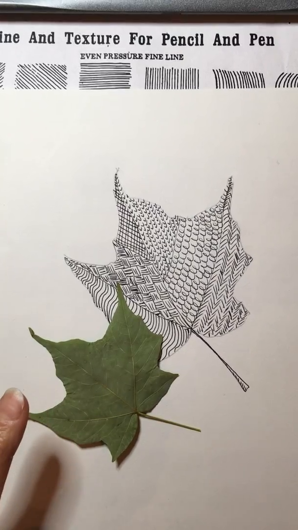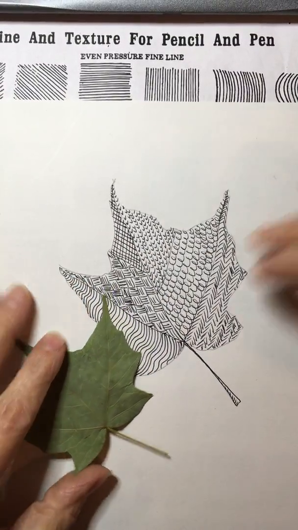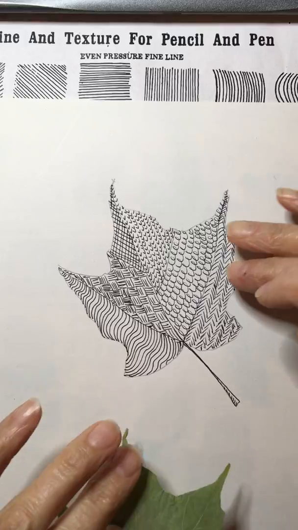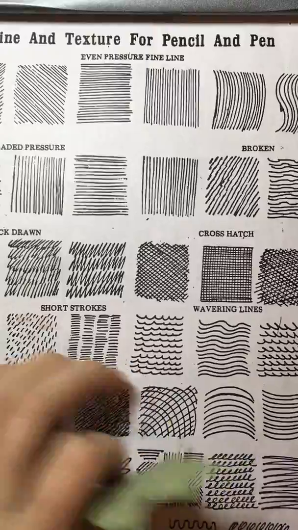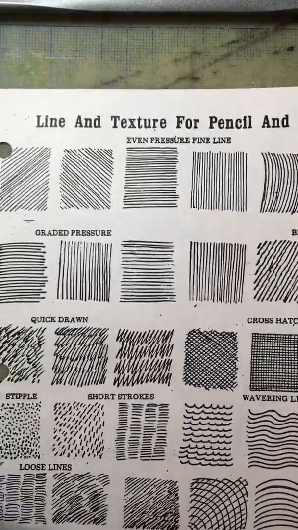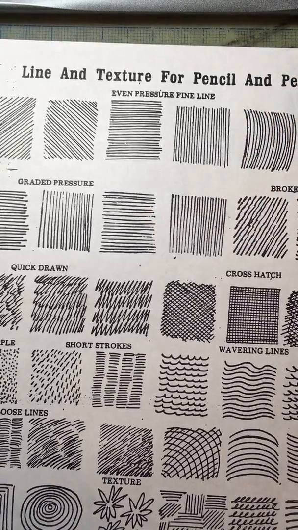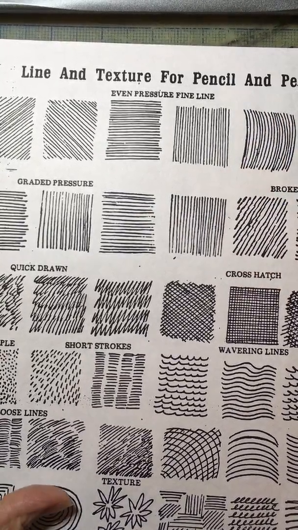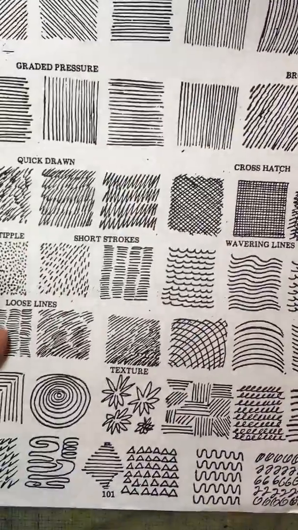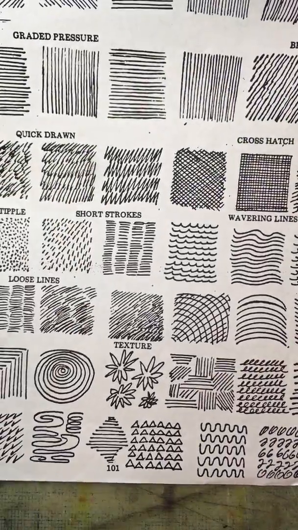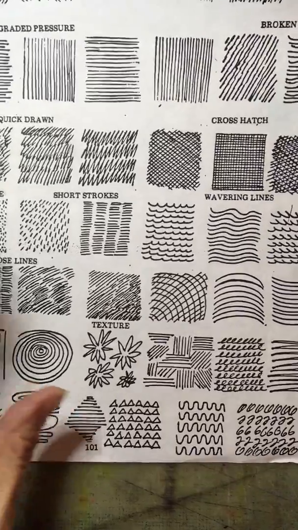For this assignment, we are going to be looking at pattern. So we talked earlier about there is a difference between pattern and texture, but they are actually rather closely linked. I have at the bottom of the website this attached line and texture for pencil and pen. And so they show even pressure, graded pressure, broken line, quick drawn, which is hatching, there's cross hatching, stippling, short strokes, wavering lines, bunch of loose lines, and they have texture here, but I think we can agree some of these are very distinctly pattern.